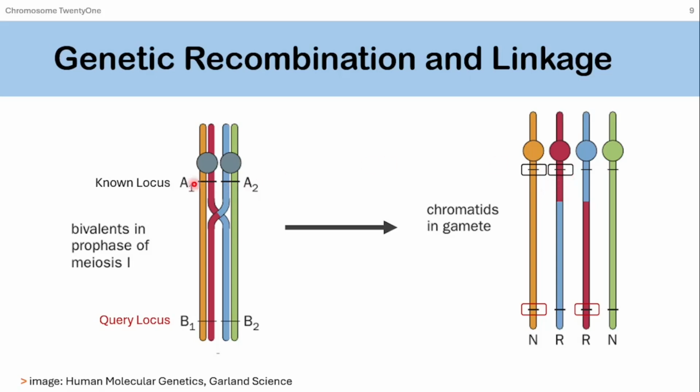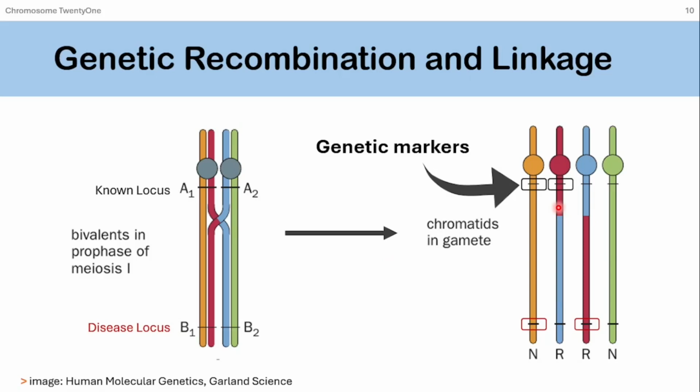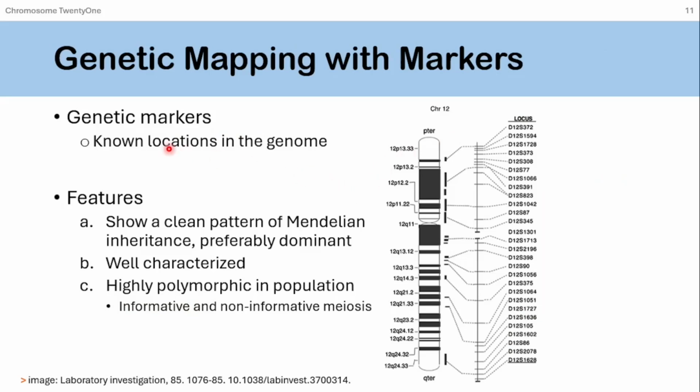So this locus, where we know its coordinate or its location, we call a genetic marker. A genetic marker is a set of known genetic loci that is used as a relative position for determining the next gene of interest in our chromosome. So let's understand genetic markers in a bit more detail. Genetic mapping with markers is one of the most crucial steps in genetic mapping, and markers therefore hold a very crucial role in this phenomenon.